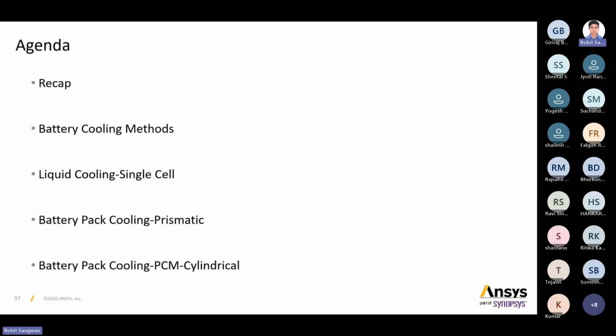So we'll see some recap of the last case, what we studied in the first part, then we'll go with the cooling methods. Then we'll work on liquid cooling with laminar flow in single cells. I'll showcase a hands-on demo. Then I'll showcase the case studies and the work progress, how we can set up the complete model on the prismatic cells or the cylindrical part. So we'll go with the PCM as well as the prismatic.